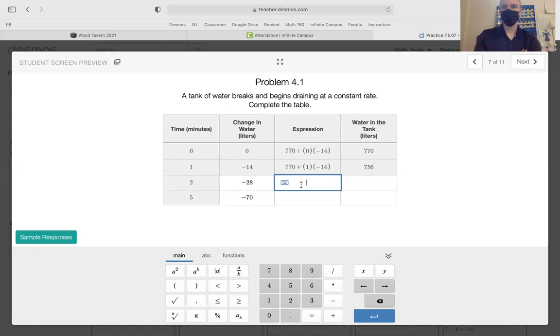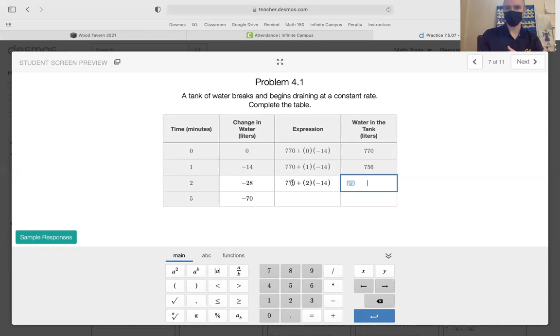And so it looks like the tank began with 770 gallons in it. That's what this number here at the beginning represents. And then we're adding the change, but the change is negative, so that's going to cause the water in the tank to go down. The next number in the expression should always be the number of hours that have passed. And then that last number will be the rate, which is the negative 14. The answer to this expression would be how much water is left in the tank.